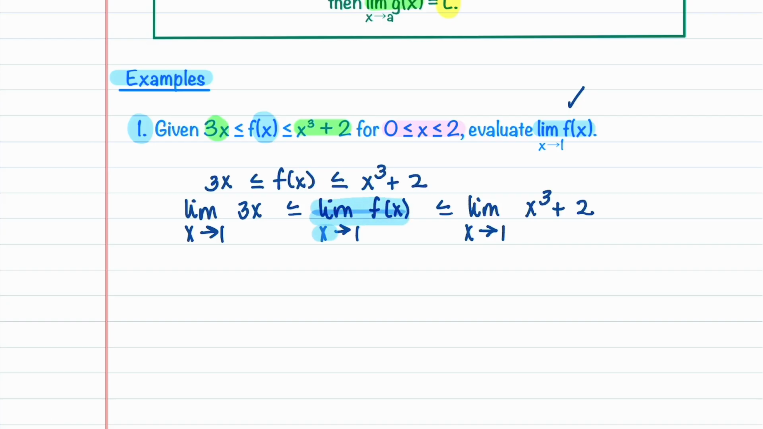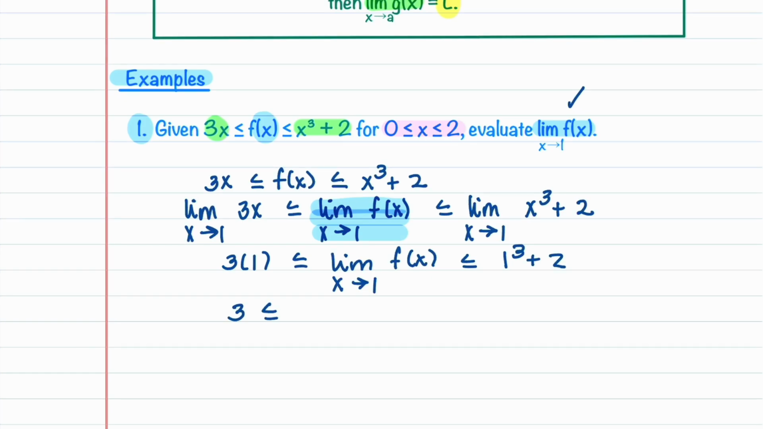This, in the middle, is what we want to find, so let's evaluate the left-hand limit and the right-hand limit. All we have to do is substitute in that x is going to 1, so on the left we have 3 times 1 less than or equal to the limit as x goes to 1 of f of x less than or equal to plugging in 1, we have 1 cubed plus 2. So we see that on the left we have a 3, and on the right we also have a 3.